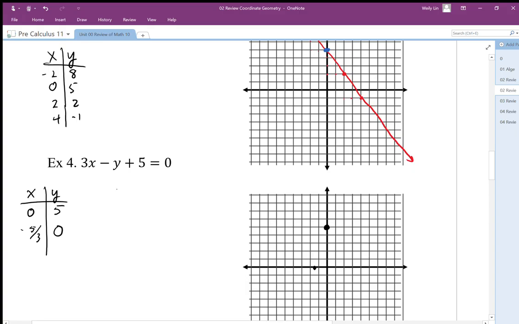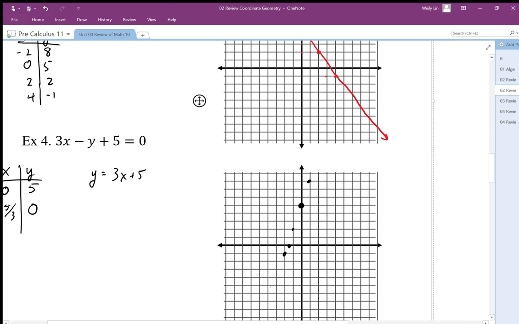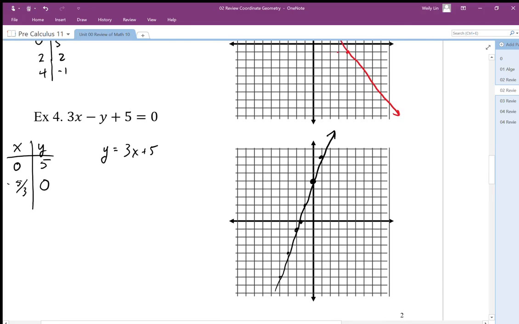We could also solve for y. Okay, so y equals 3x plus 5. So the slope here is going to be 3. So we know that there's a point here, there's a point here, there's a point here, which lines up with that intercept point as well. And we can draw in our graph using those coordinates. Okay, and there's my straight line relationship.